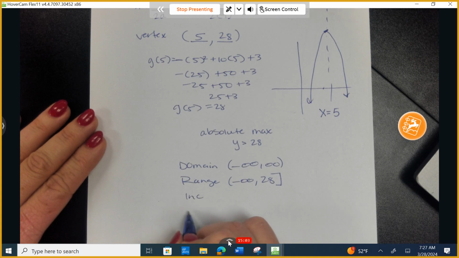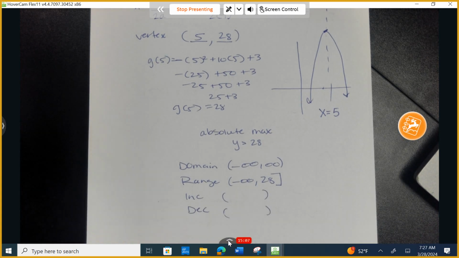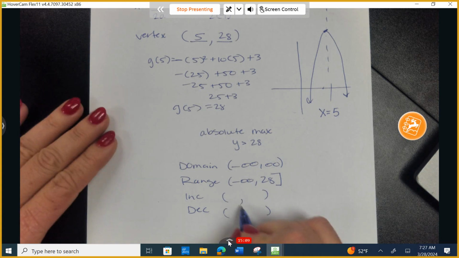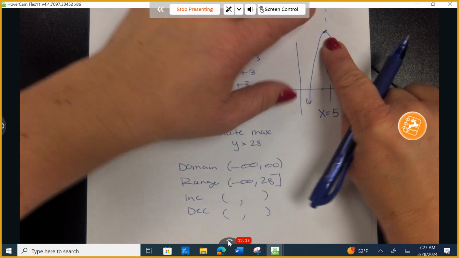Let's do increasing or decreasing. Remember, we're going to start with parentheses right away. Every single time, increasing, decreasing, constants, always going to be parentheses. Okay, this portion right here from left to right is going up. This portion is going up.